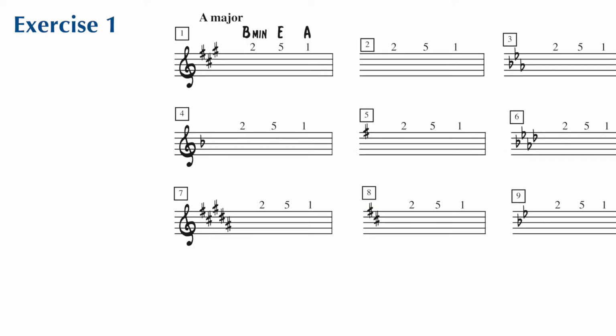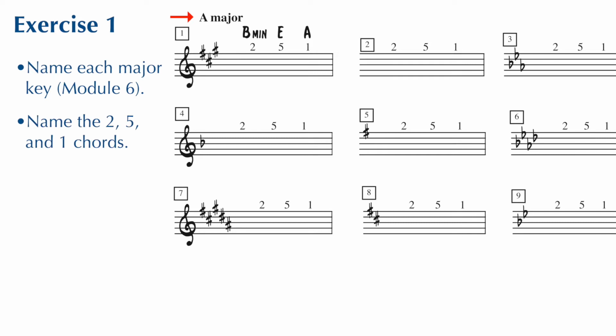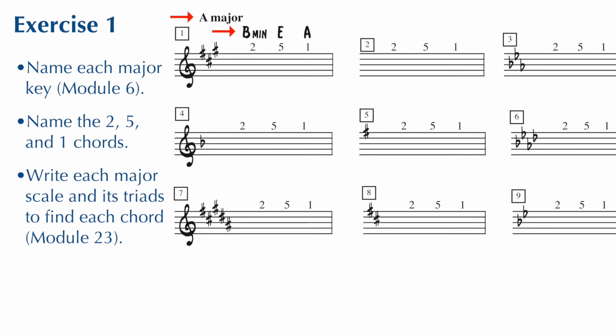On top of page 80, we have this 2-5-1 exercise 1. You are given a key signature in each measure. Your job is to write the name of the major key above the key signature, and then write the name of the 2 chord, the 5 chord, and the 1 chord. There are a couple ways you could figure out the 2, 5, and 1 chord. One of those ways would be to write out each major scale and its triads, and that's what I'm going to do when I go through the answers.